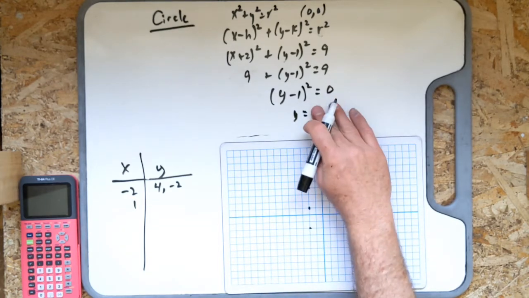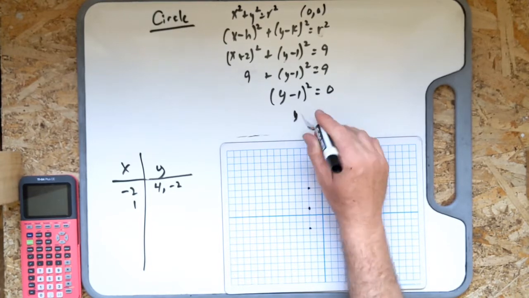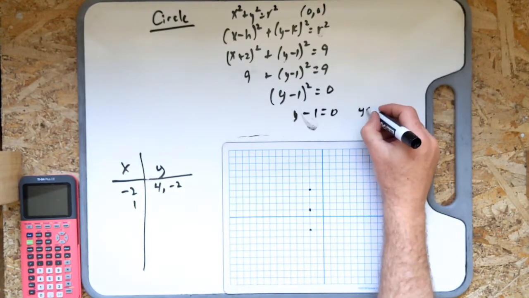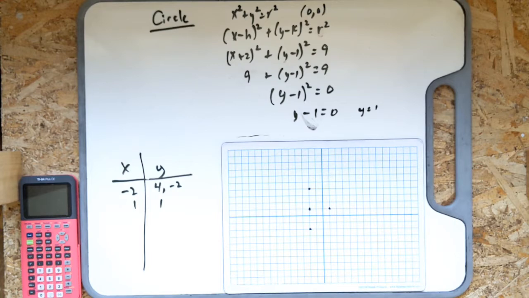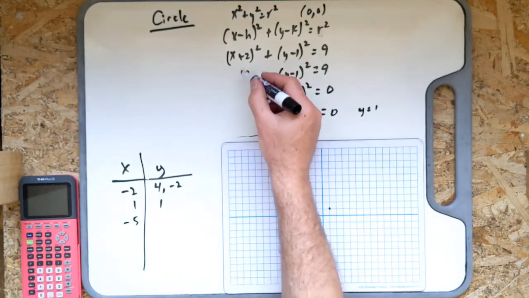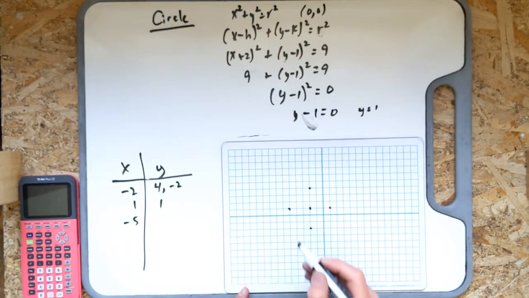Or sorry, y minus 1 is 0. Sorry, minus 1 equals 0. Plus or minus 0, but that's just 0. Or y equals 1. So my point is 1, 1. And then I can put in, let's say, 1, 2, 3, that's over there, -5. -5, I get exactly the same calculation because this becomes 9. And that gives me that value there.